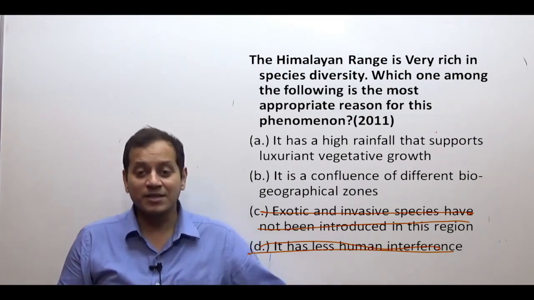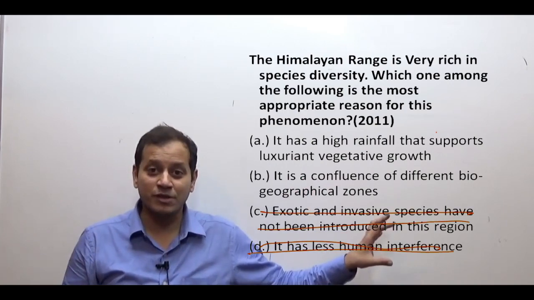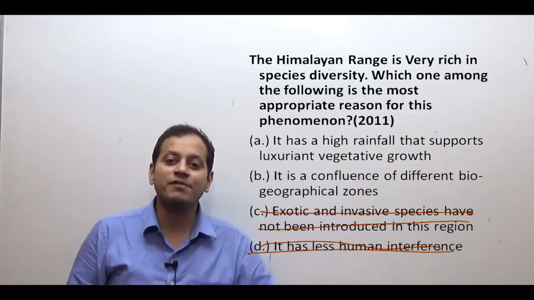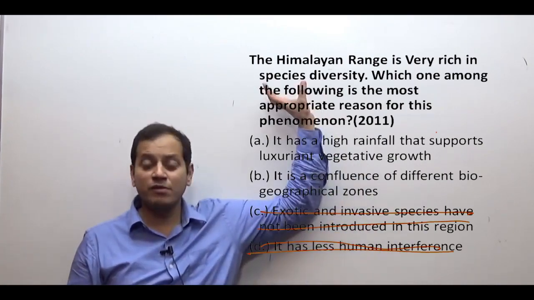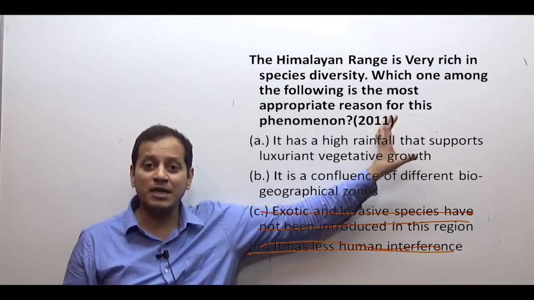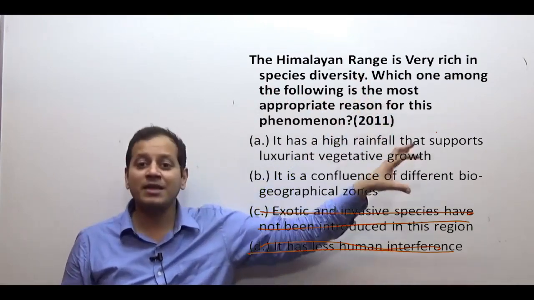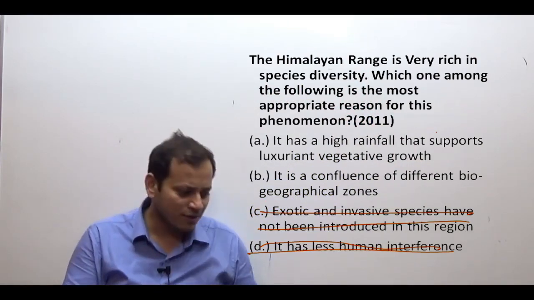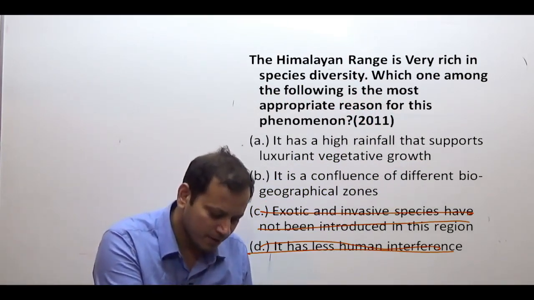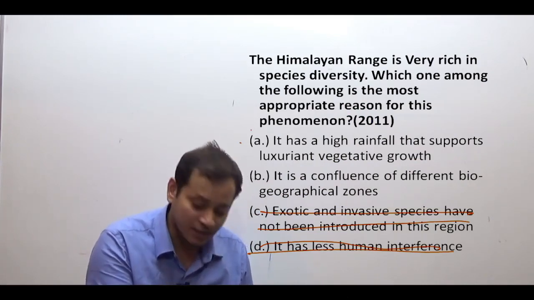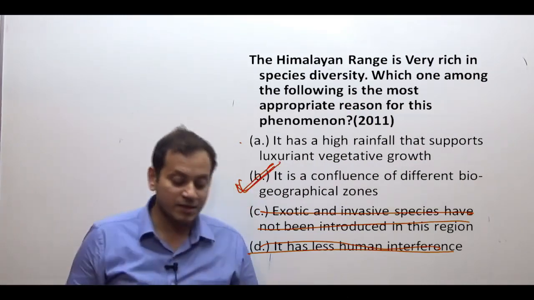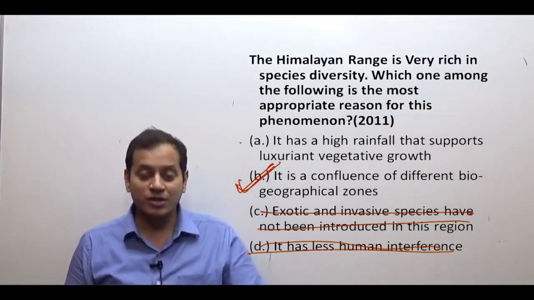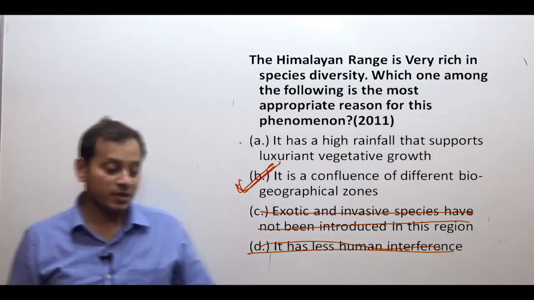The Himalayan region, Western Himalayas is a different biogeographical zone. Eastern Himalayas is a different biogeographical zone. Purvanchal Hills, still a different biogeographical zone. In the Western Himalayas you will find alpine and tundra vegetation. In the Middle Himalayas, deciduous to tundra. In the Eastern Himalayas, tropical to tundra. That means there is so much variety of vegetation. Therefore, we will have high species diversity. So the best answer is D, the confluence of the different biogeographical zones. Actually, you will be able to solve this question if you have done environment and ecology.